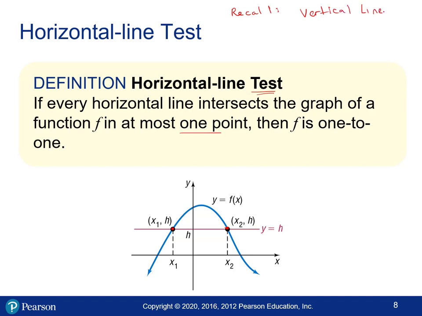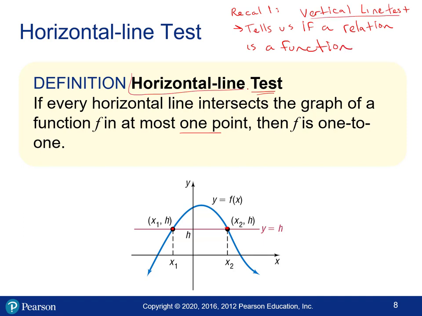So the vertical line test was a test to tell you whether or not a relation was a function. So this one tells us if a relation, so the graph that we're looking at, the relation on the graph, is a function. Okay, so that's the vertical line test.